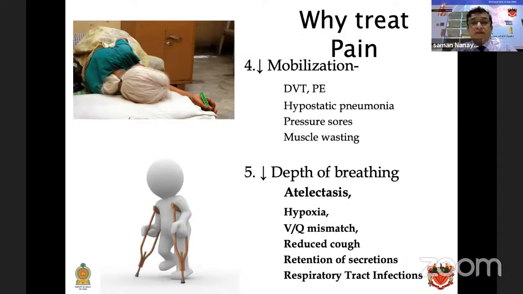Pain will reduce cough, reduce the expansion of the chest, finally leading to retention of secretions, and the patient will end up with a respiratory tract infection or maybe a pneumonia. It could be a fatal pneumonia.